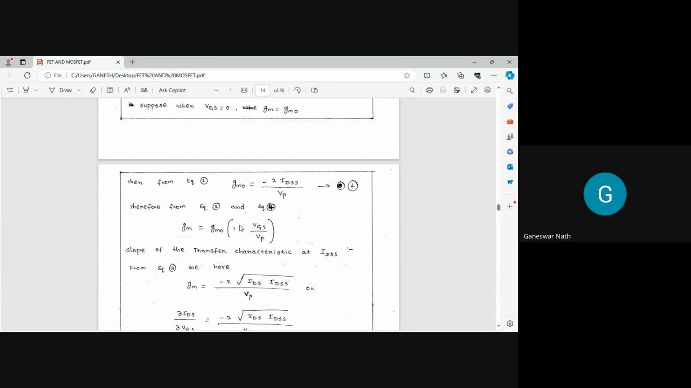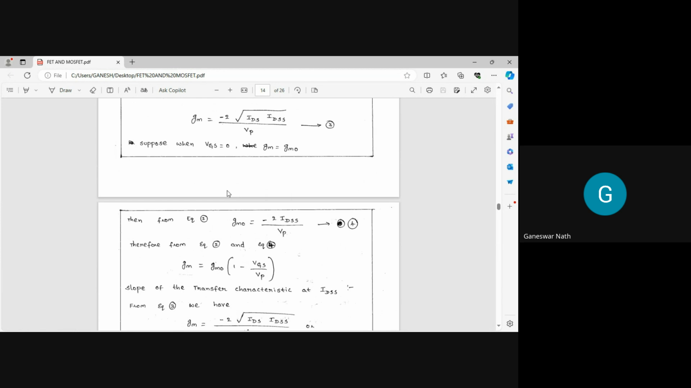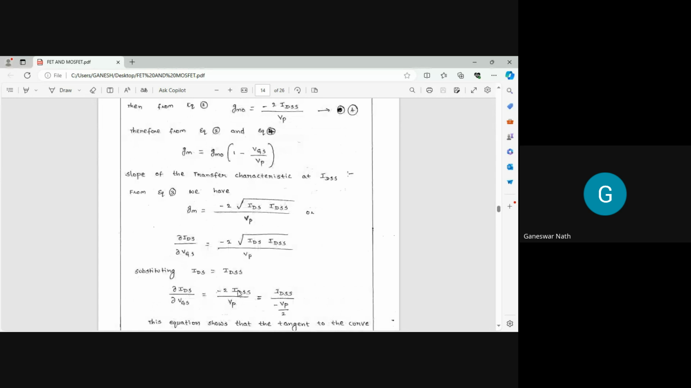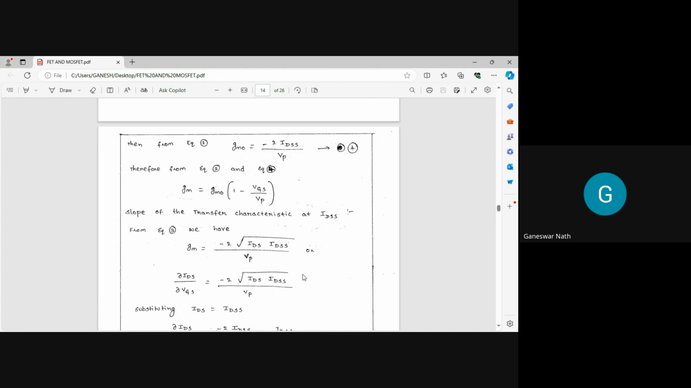Now from equation 2 and equation 4, I may write Gm is equal to Gm0 into 1 minus VGS by VP. So the slope of the transfer characteristic is Gm equal to minus 2 into the square root of IDS into IDSS by VP, or delta IDS by delta VGS is equal to this much.